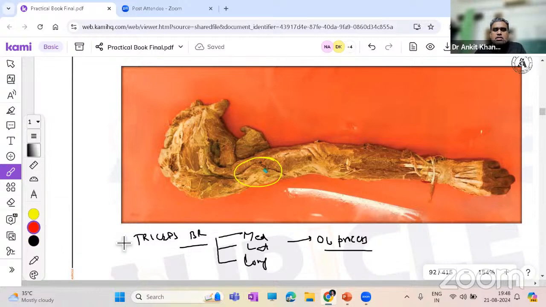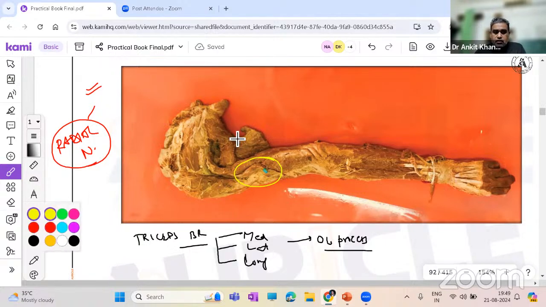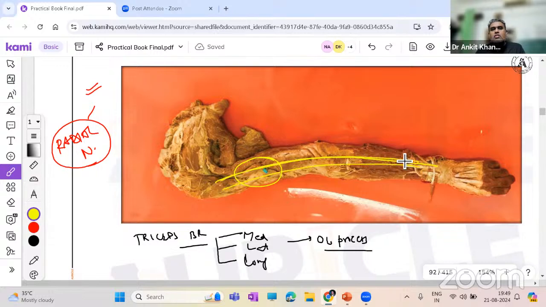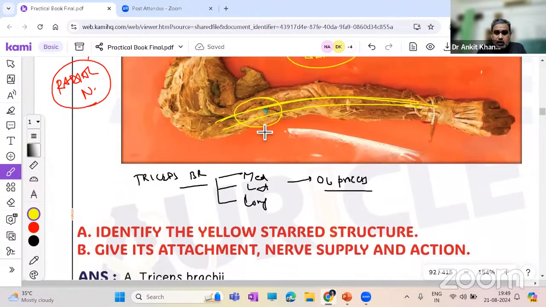Other thing that you should know is that this whole muscle is supplied by a very important nerve, the radial nerve. The radial nerve is actually the largest branch of the brachial plexus. So everything which you are seeing on the posterior aspect in the upper limb, all of these muscles are supplied by the radial nerve. Not just the muscles, but even the skin over here is supplied by the radial nerve or its branches. Radial nerve. So triceps over here.